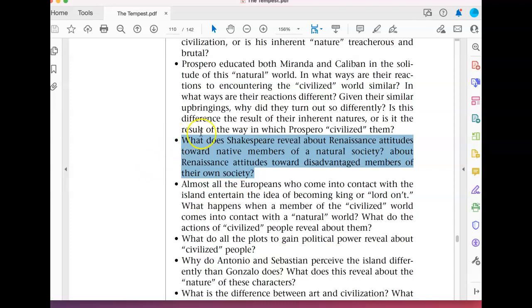And then also there are just attitudes of he's not quite human, not quite monster. What is he? Certainly that was part of the time. And you'll see some of that if you read the Montaigne essay. And then when they talk about Renaissance attitudes towards disadvantaged members of their own society, that could be Stefano and Trinculo. They're the kind of stand-ins for lower class.